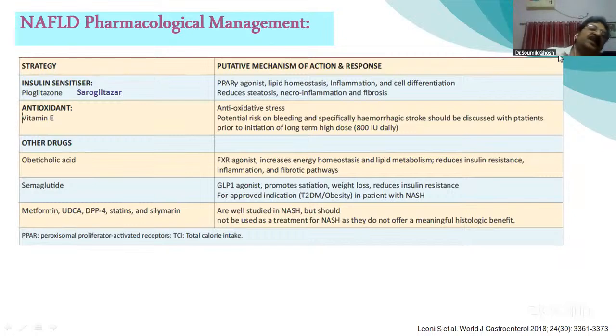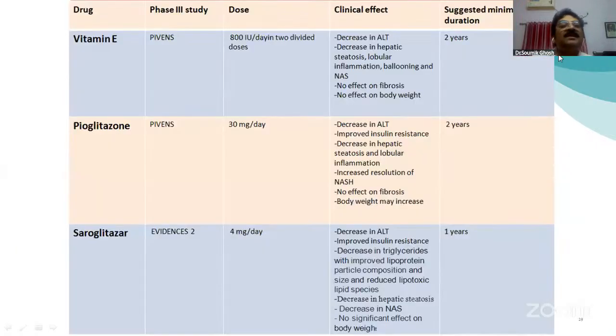When pharmacological management comes, first came the insulin sensitizer and antioxidant, that is vitamin E. But later, obeticholic acid, semaglutide, metformin, ursodeoxycholic acid, statin, silymarin, all these came to the market, and the head-on trials and meta-analyses gave us the actual scenario, saying that these are not very good and very directly acting pharmacological agents. Then the next one which came to the market was saroglitazar.